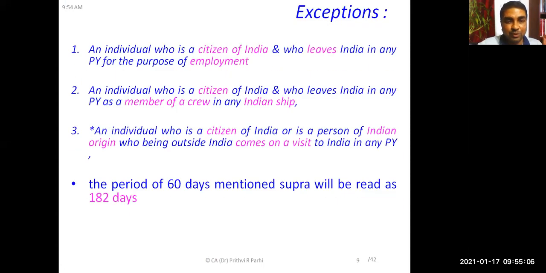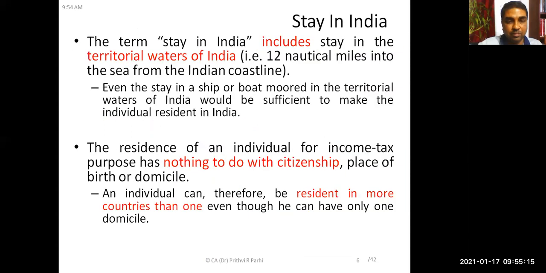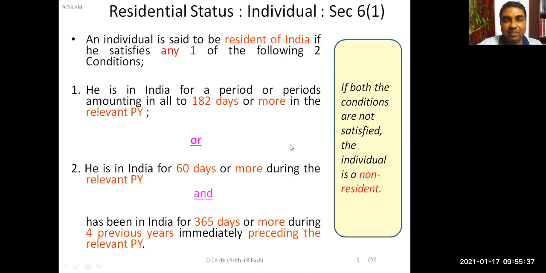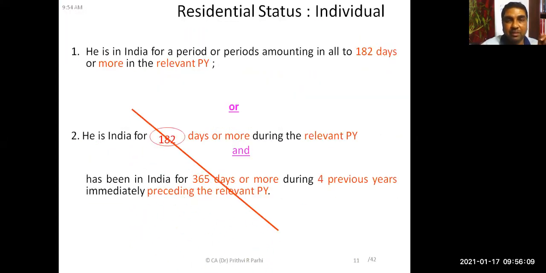But for other provisions, as I told you in the very beginning, the residence of an individual for income tax purposes has nothing to do with citizenship, place of birth or domicile. When you are considering residency on the basis of number of days of stay, what is relevant to you is the number of days of stay. It has nothing to do with citizenship. But when you are deciding residency on the basis of this new provision, citizenship is important. Is it clear to you? Any other query you have?